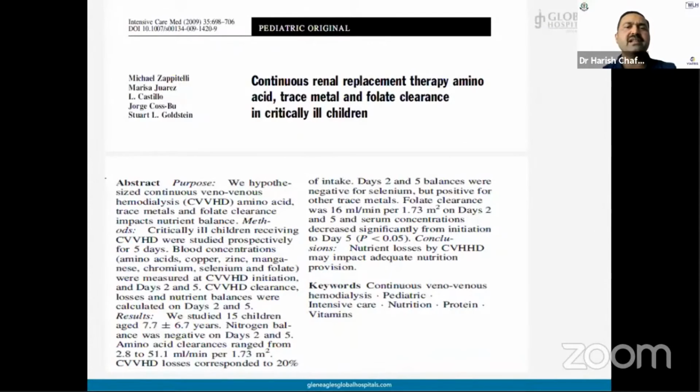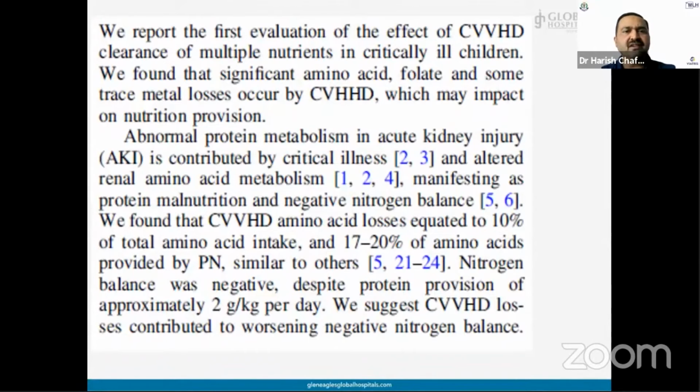So continuous renal replacement therapy, amino acid, trace metal, and folate clearance in critically ill children is what was studied in this pediatric study done by Mikhail Zapatili. They reported the first evaluation of the effect of CVVHD clearance of multiple nutrients in critically ill children. And they found that significant amino acid, folate, and some trace metal loss occurs by CVVHD, which may impact the nutrition position of the patient.